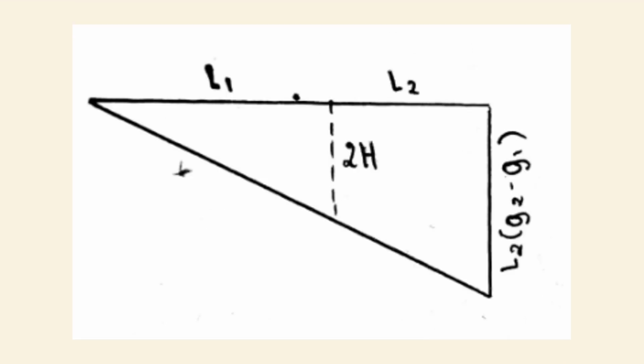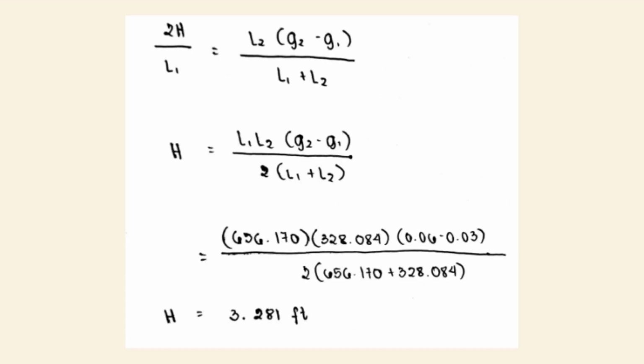So for A, using the same process as before, we also need to solve for the value of h, y sub 1, y sub 2, y sub 3, and the elevations of A, B, C, D, and E. So first, let's solve for the value of h. It is equal to L1 L2 multiplied by G sub 2 minus G sub 1 divided by twice the sum of L sub 1 and L sub 2.